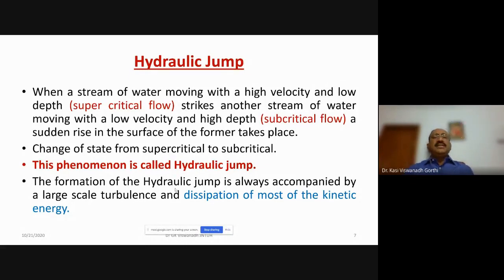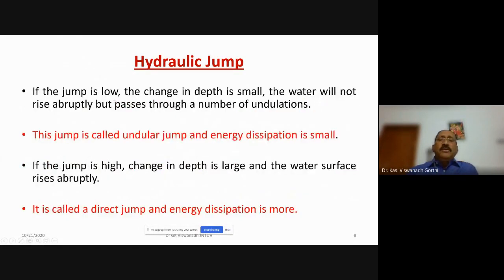So if this energy is dissipated, the downstream portion of the spillway becomes safer. If it is safe, the life of the downstream portion of the spillway will be more. If the jump is low, the change in the depth is small. The water will not rise abruptly, but passes through a number of undulations.